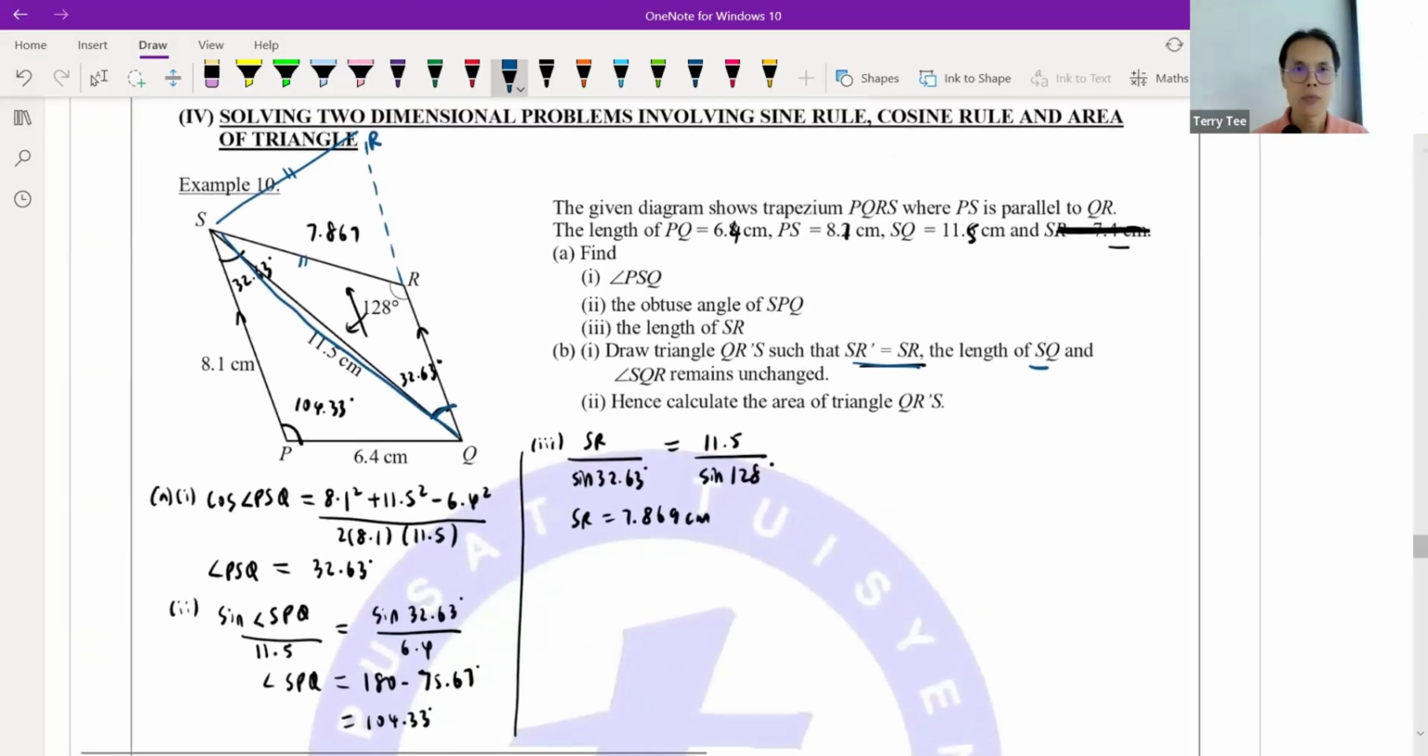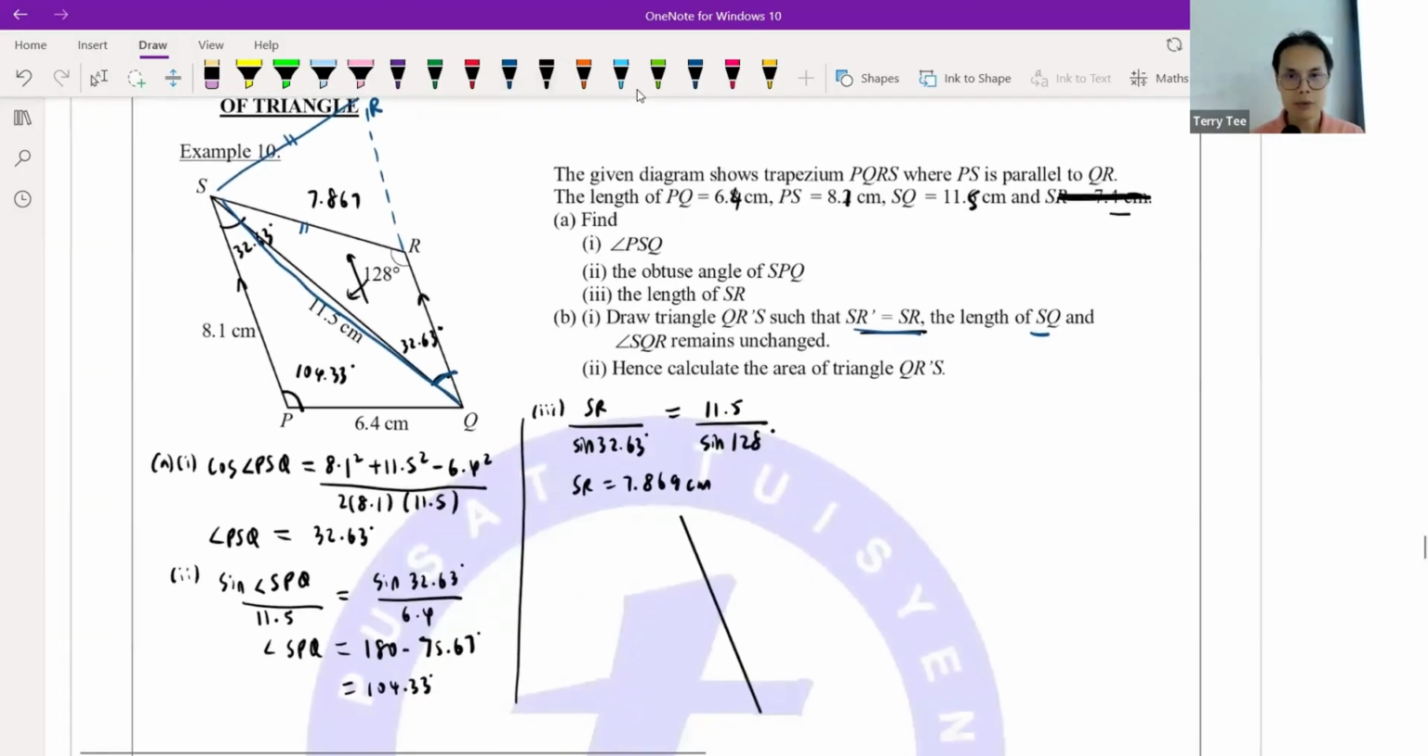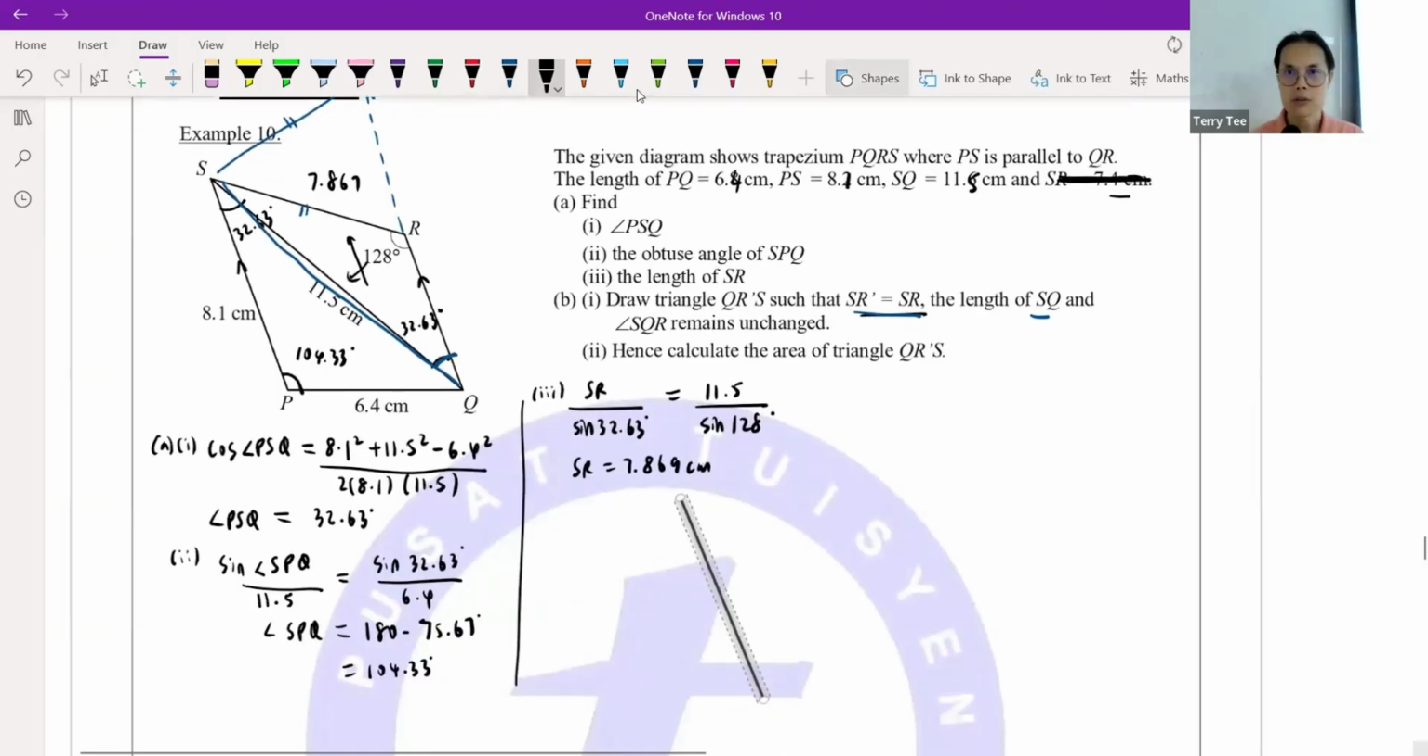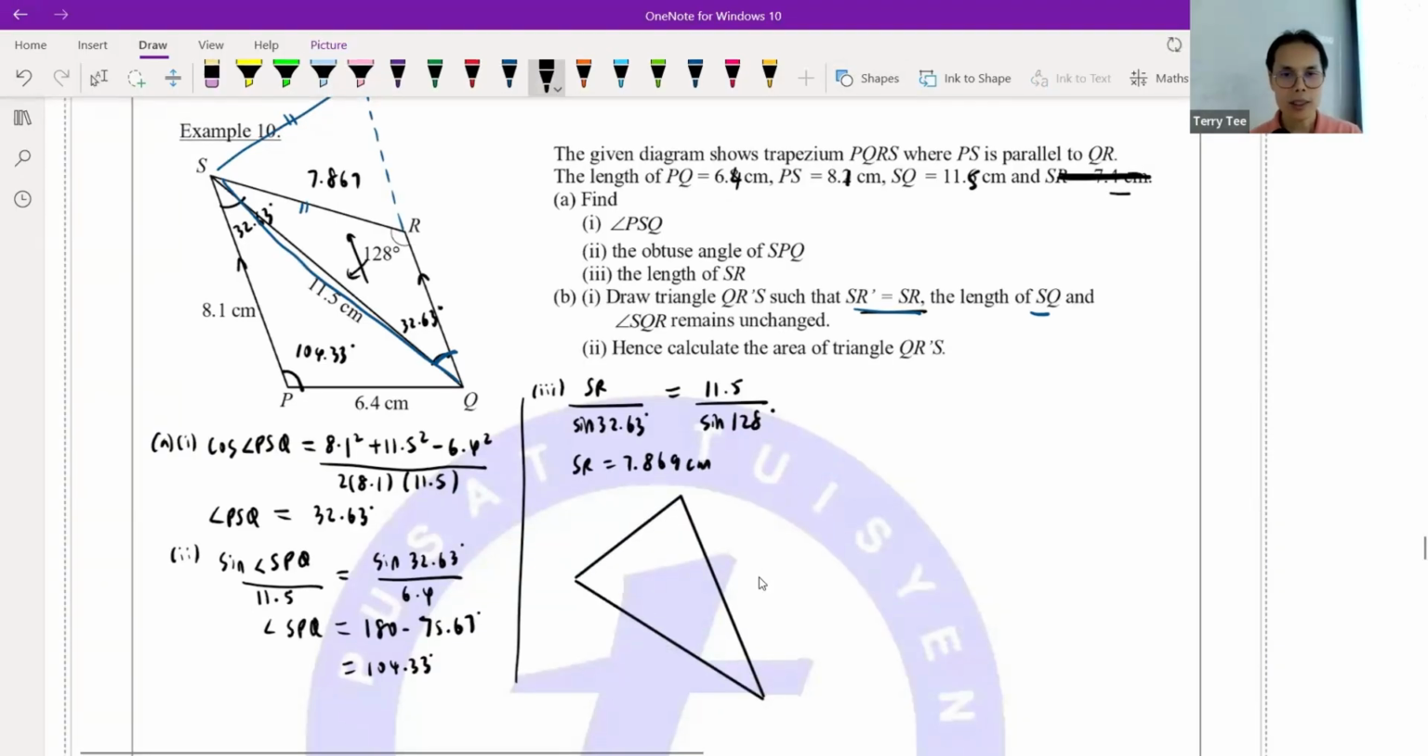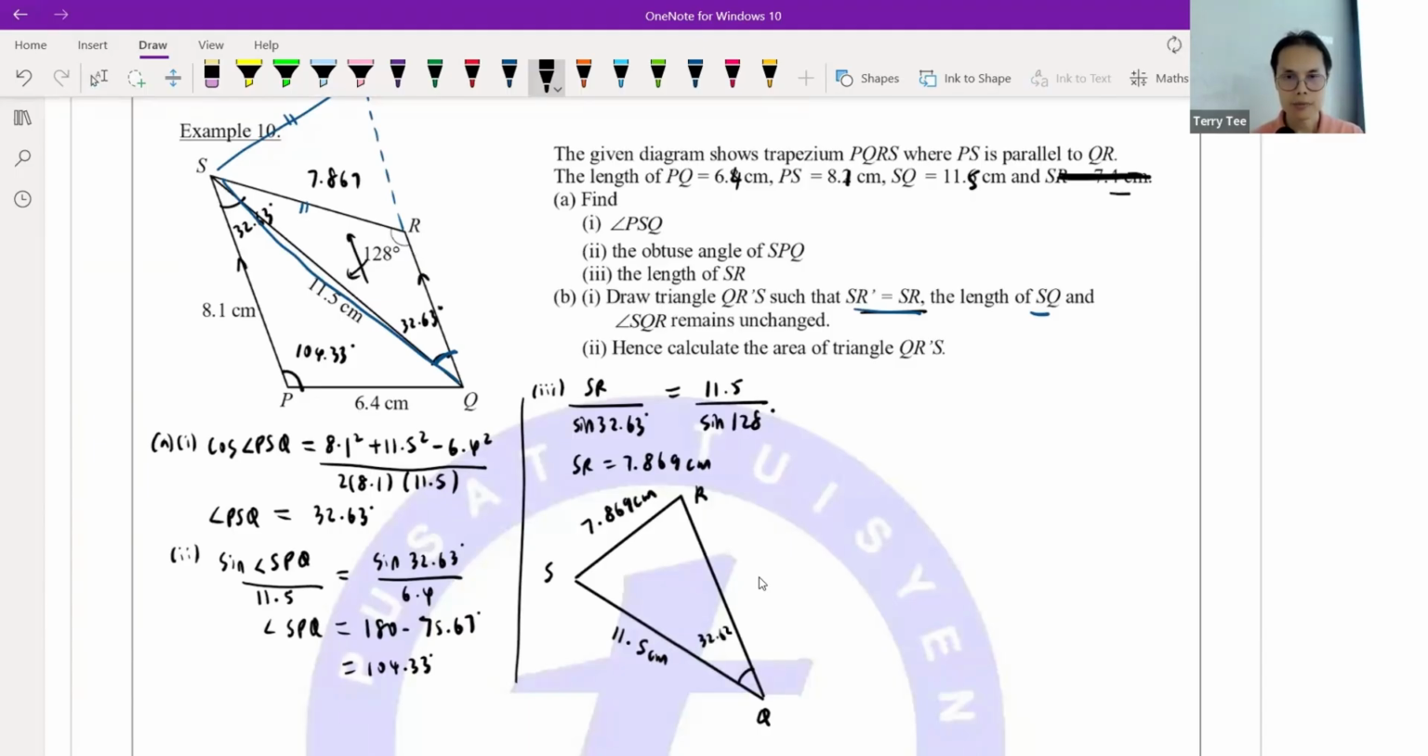Okay, let me just redraw. Okay, the triangle should go like this. Change the orientation a bit, like this direction. Okay, this one should be here. And the third line should be here. So this is your SQR. All right, this length is 7.869. This is 11.5. This is the same angle as 32.63. So I'm done with the drawing.